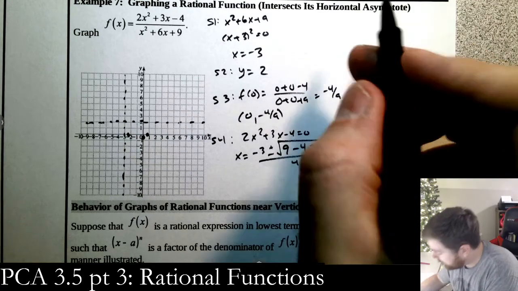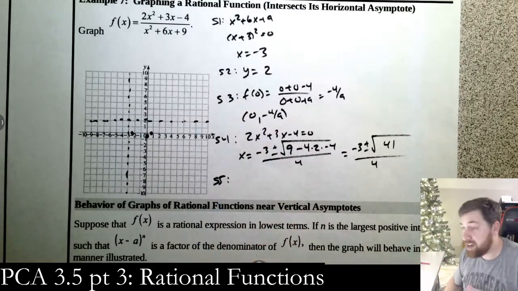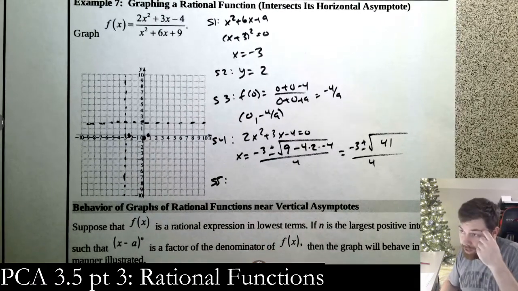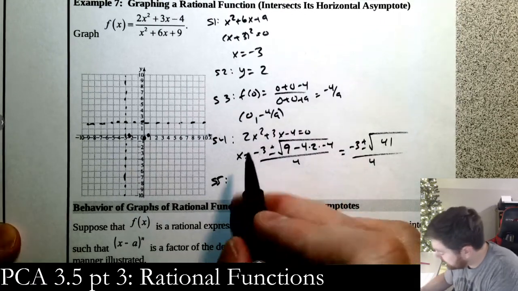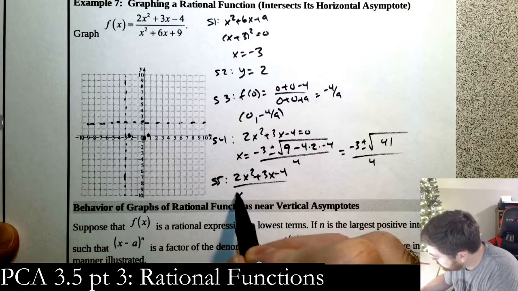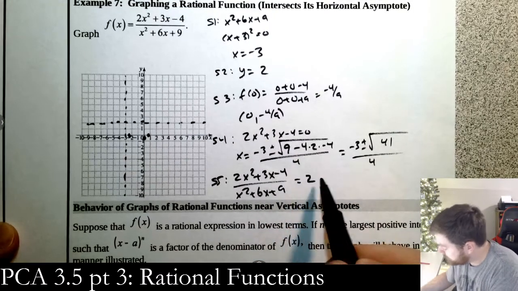Okay, step 5. Does it cross its non-vertical asymptote? And remember, the whole point of this is, does it actually touch that? And so what we're going to do is take it and set it equal to our non-vertical asymptote, which in this case is y equals 2. So set it equal to 2.